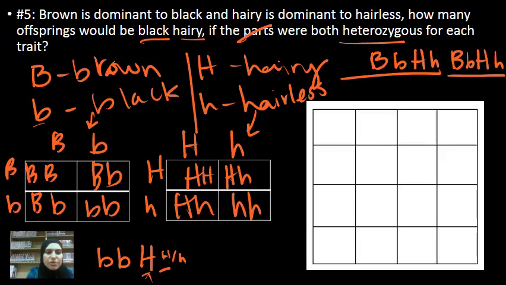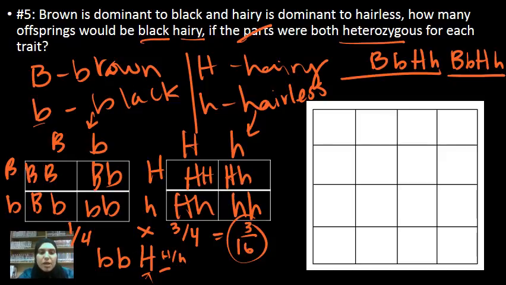So I count from the first Punnett square, how many are lowercase? That's 1/4 times, and then how many have a capital H? That is 3/4. I multiply 3 times 1, which is 3. 4 times 4 is 16, and that's my answer. So 3 out of 16 will be black-haired and hairy.